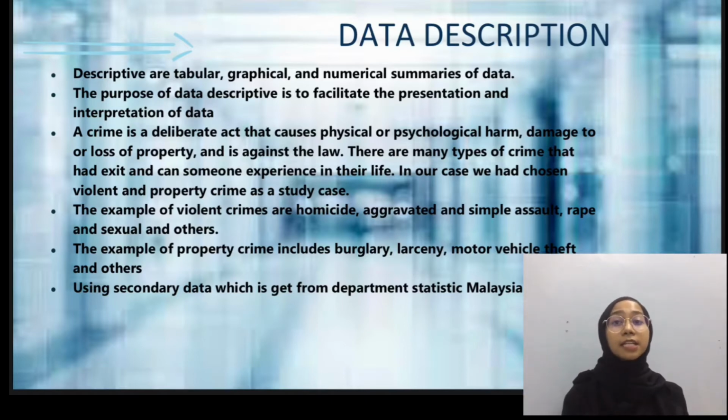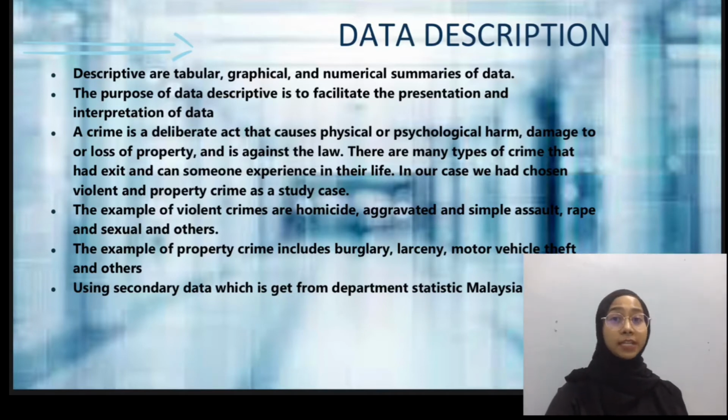Data description is a tabular, graphical, and numerical summary of data. The purpose of data description is to facilitate the presentation and interpretation of data. What is crime? Crime is a deliberate act that causes physical and psychological harm, damage to or loss of property, and it is against the law.